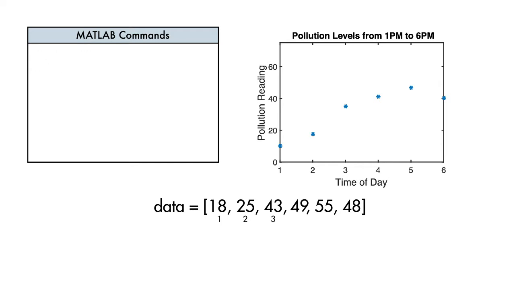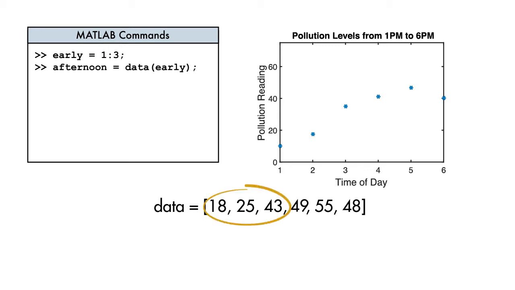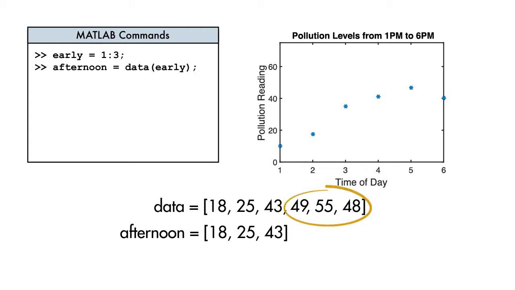Let's look at the readings from 1 p.m. to 3 p.m. Using the colon operator, we make a vector of integers 1 to 3 and use that vector to extract the first 3 elements of our data. Now, let's get the last 3 hours of data.